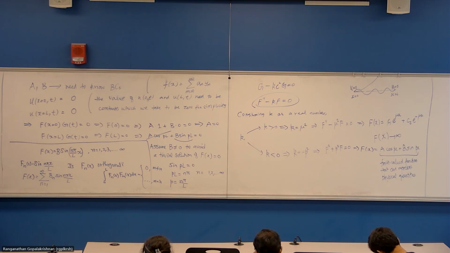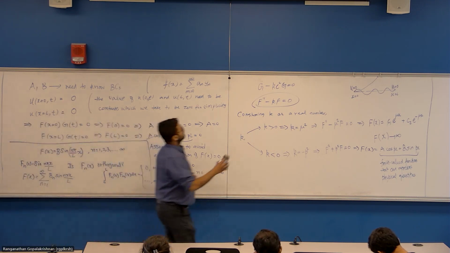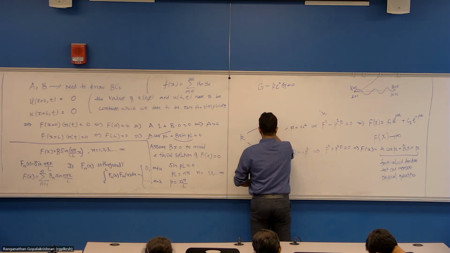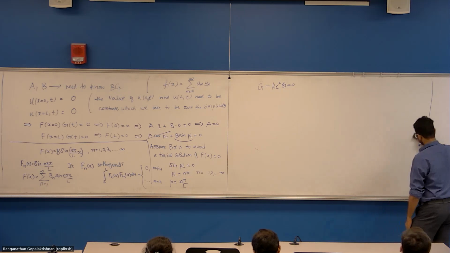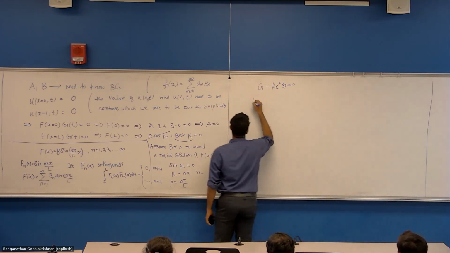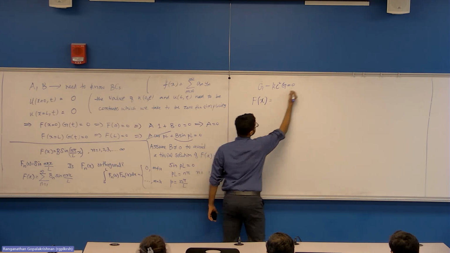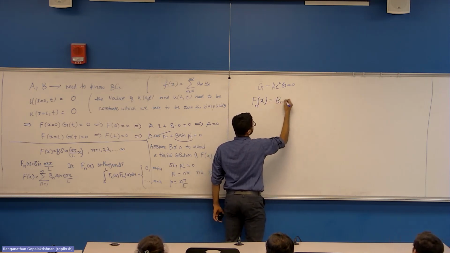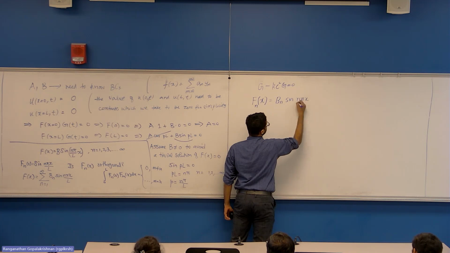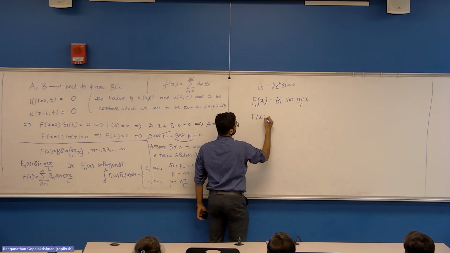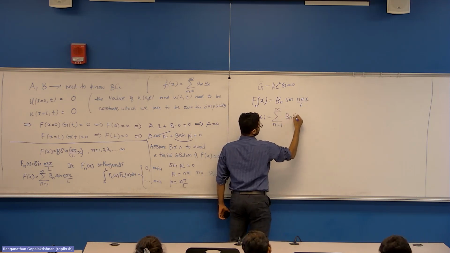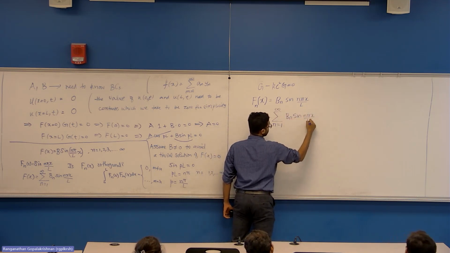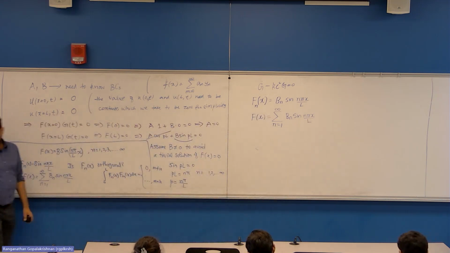So fn of x can be written Bn sine n pi x over L, and f of x itself can be written as an infinite series, n equals 1 to infinity, Bn sine n pi x over L. We have to figure out what the Bn's are, right? We haven't done that yet.